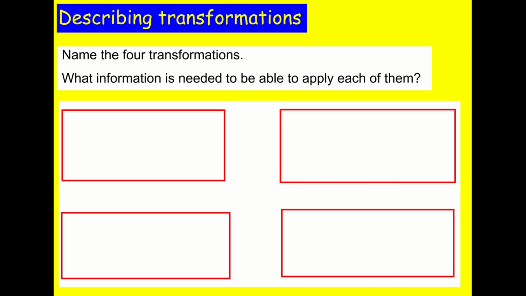We've looked at applying transformations to shapes, and today we're going to look at the opposite. What if we're given a transformation? How do we describe it?